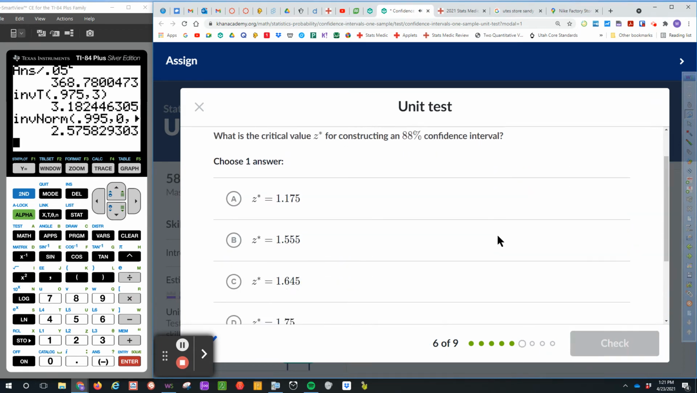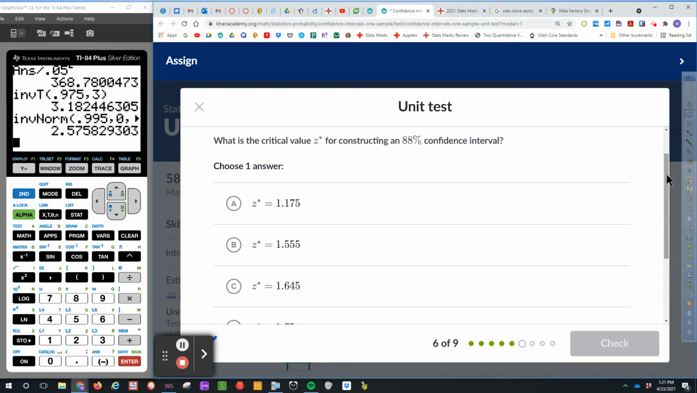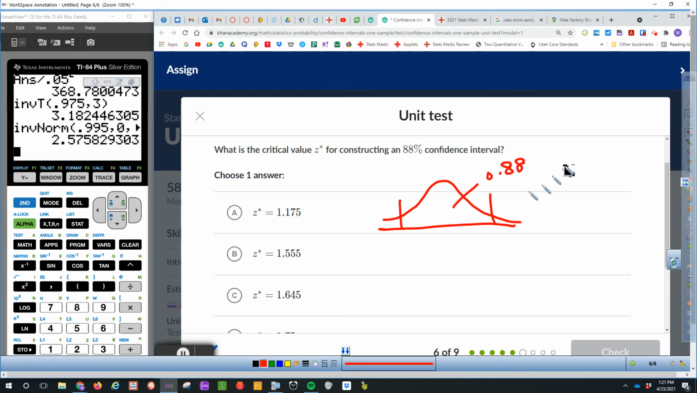All right, so what is the critical value Z star for constructing an 88% confidence interval? So this is actually an easy one. So 88%, 0.88. If I take 1 minus 0.88, that is 0.12. Now divide that by 2 because I'm going to put one area here and one area here and they both have the same area. Both add up to 0.12. So it's 0.06 and 0.06.